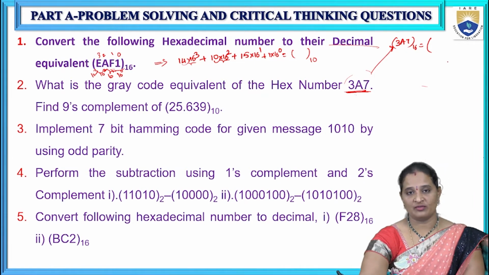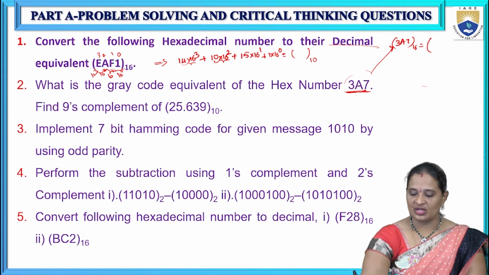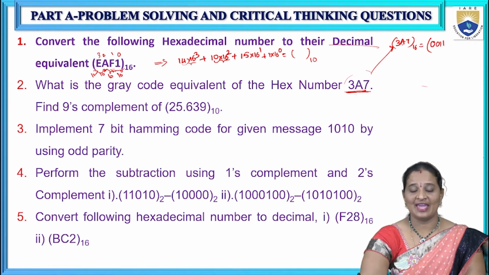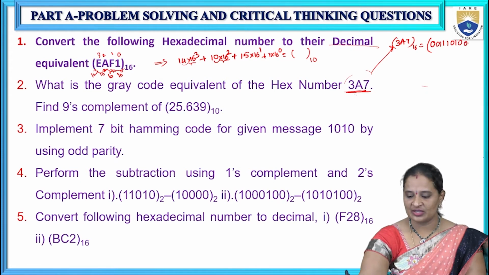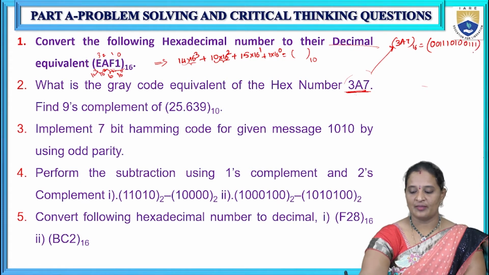Now I am going to convert it into binary. So 3 in 4-bit binary can be represented as 0011. And A, what is A? 10. 10 as a 4-bit binary number is 1010. Whereas 7 is 0111. This is the binary equivalent.